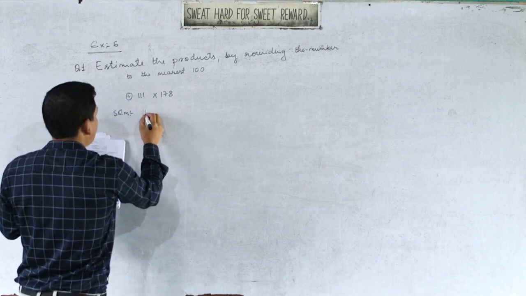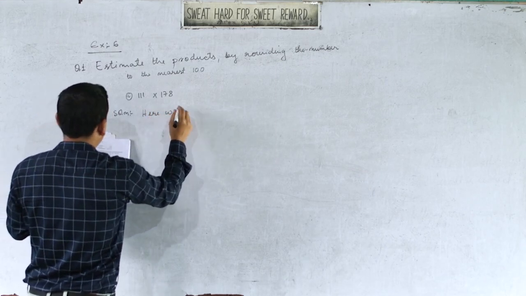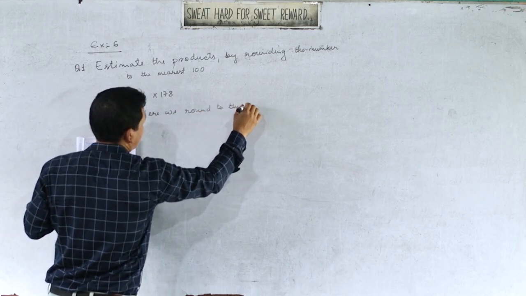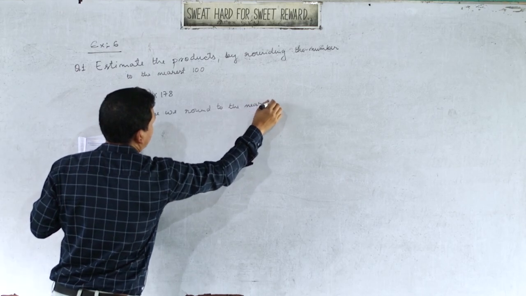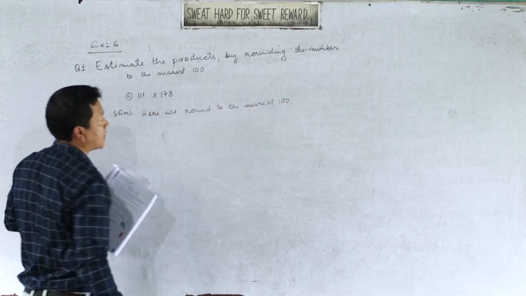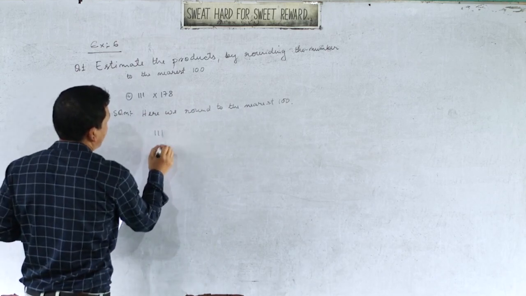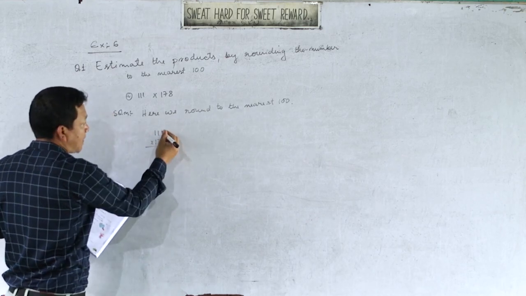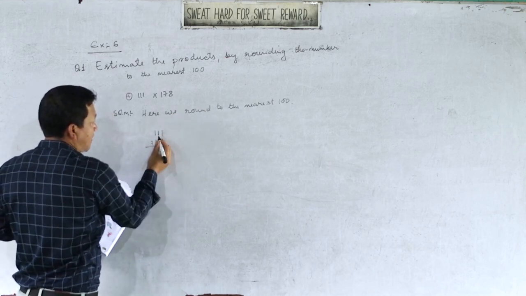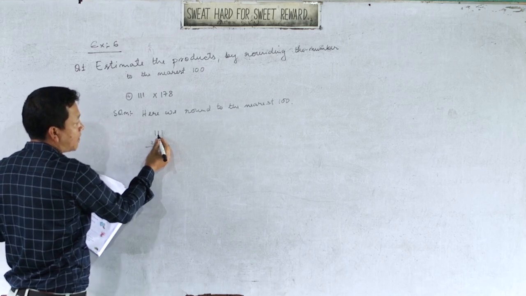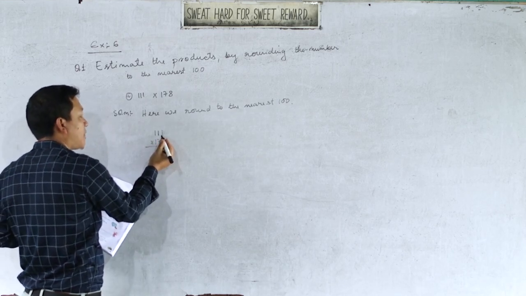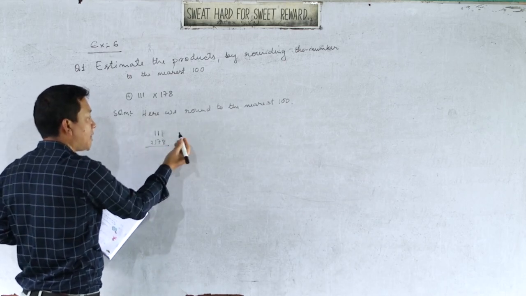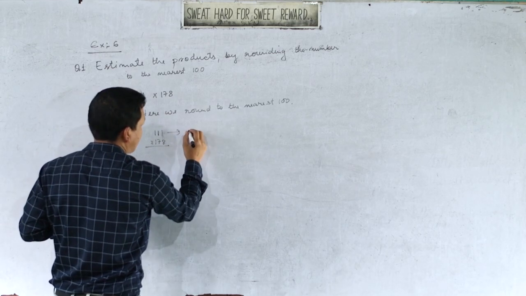111 into 178, solution. See on top here we round to the nearest 100. Then write it. The digit in the 1's place and the 10's place is 11. 11 is less than 50, so round down.